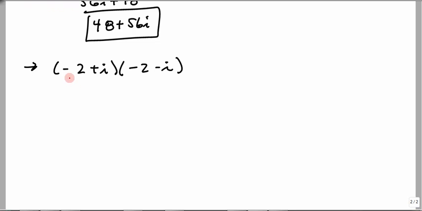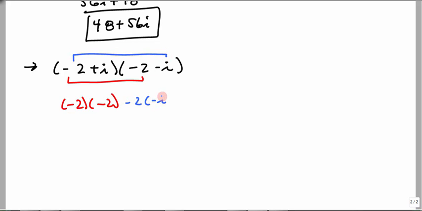I'm going to look at the FOIL method. So I have a -2 times a -2. And then my outsides, -2 times a -i. My insides, -2 times a +i. And then of course my lasts here would be a +i times a -i. And again, that's just the FOIL. First, outside, insides, and lasts.